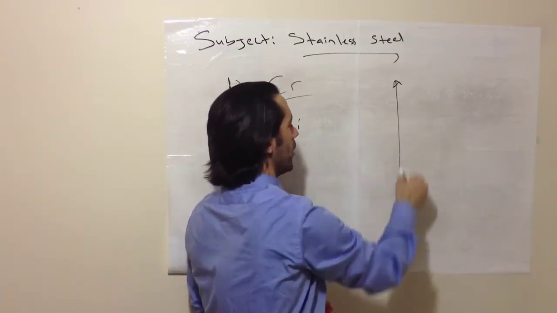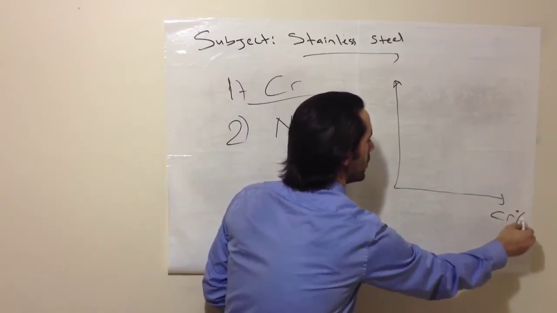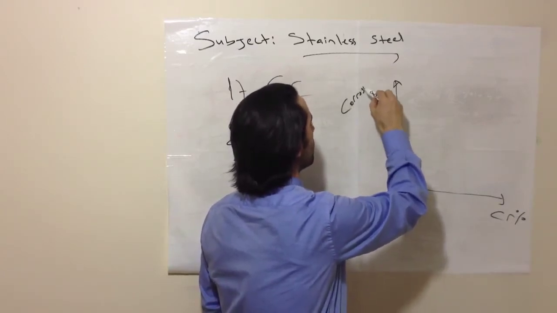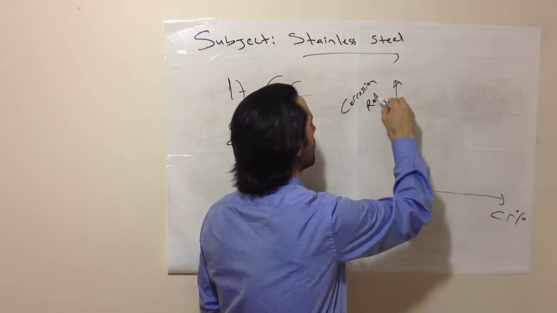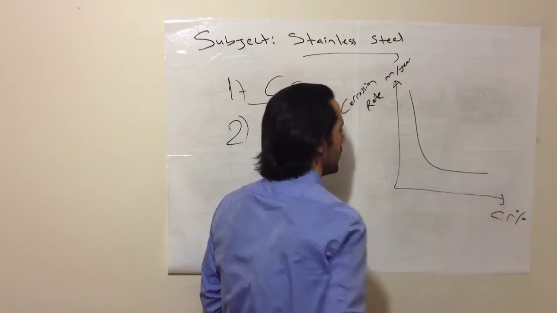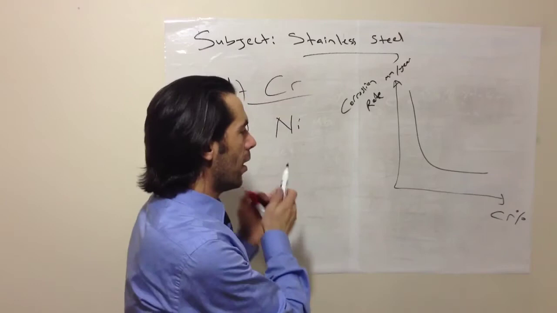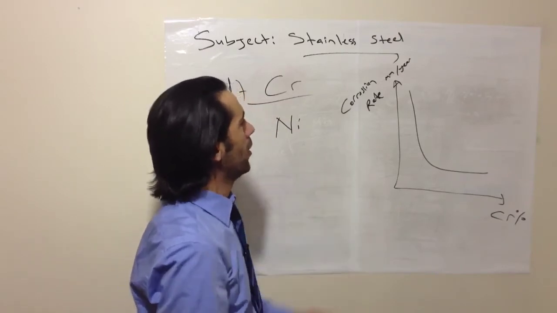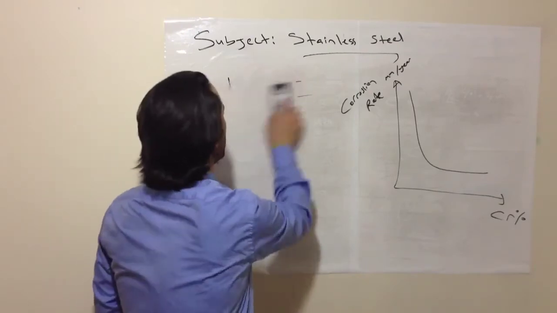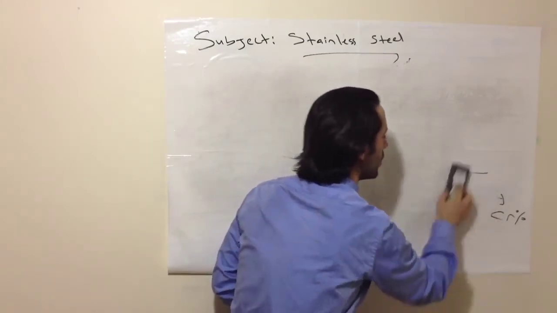If I draw here a graph of the relation between percentage of chromium and corrosion rate, you will see this graph. That means if we increase the amount of chromium in our stainless steel, we get a lower corrosion rate. That means our material will have stronger resistance to the corrosive environment.